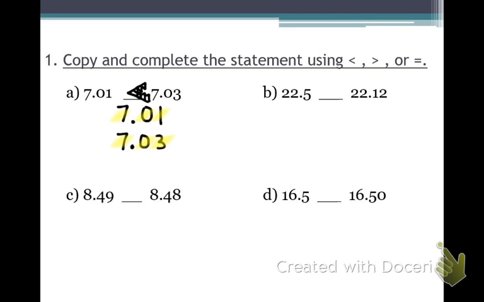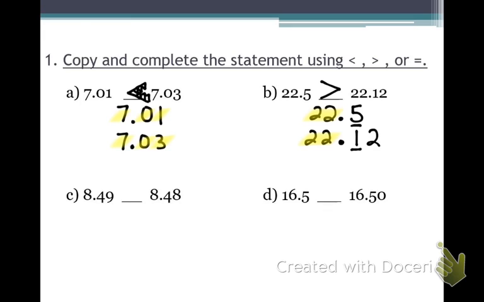So let's go to the next one, problem B. I've got 22.5. Once again, you're going to write it directly underneath the blank, and then you're going to line up your decimal point. So I'm just going to go ahead and put the decimal point first, and then I've got 22.12. So let's look at the whole number. On the left of the decimal point, this says 22, and this says 22. So those are exactly the same. Now I have to go to the next number over. I can see this one's a 5, and this one is a 1. Obviously the 5 is bigger, so you're going to say 22.5 is greater than 22.12.